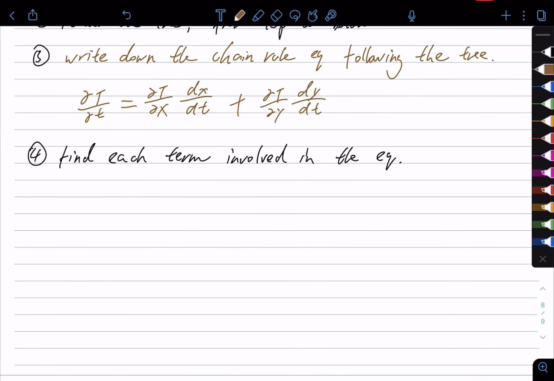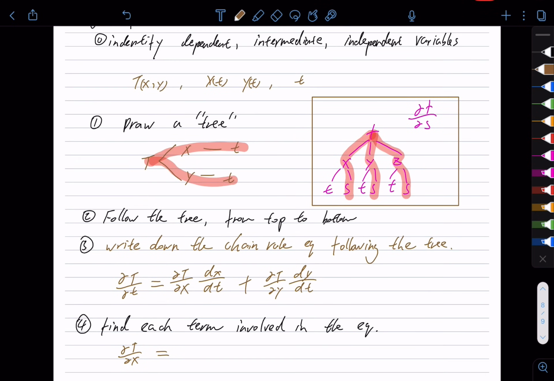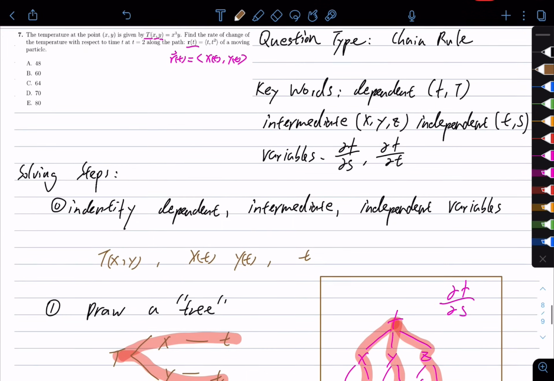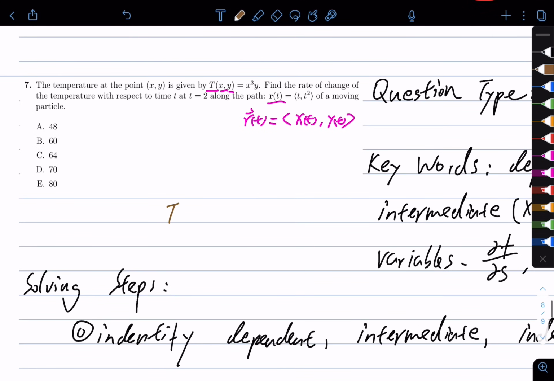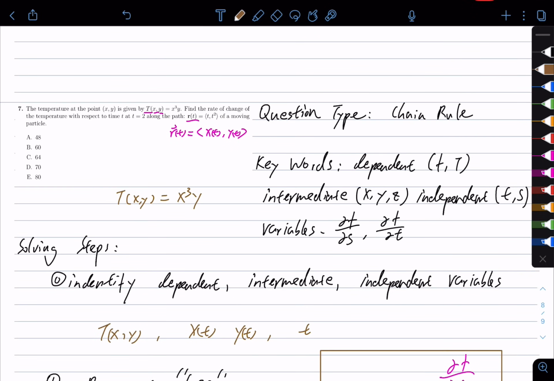So in this case, we have the partial t, partial x, as well as partial t, partial y. This will just give us, we can just take the derivative of the original function. I'm gonna go ahead and copy it down: f(x, y) equals x cubed y.